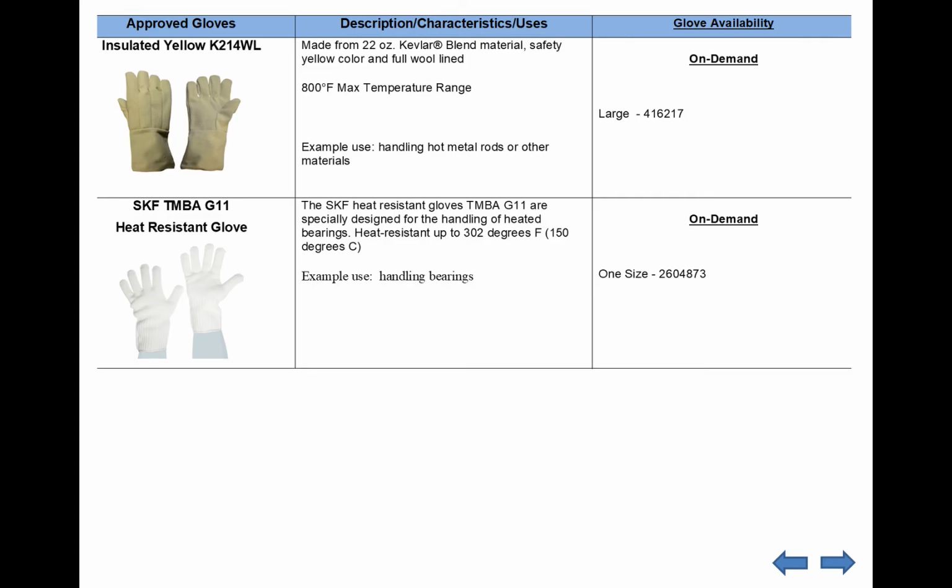The insulated yellow gloves are made from a 22-ounce Kevlar blend material and have a safety yellow color and a full wool lining. With a maximum temperature of 800 degrees Fahrenheit, they are used for handling hot metal rods and other materials. The heat-resistant gloves are specially designed for handling heated bearings, with a maximum temperature of up to 302 degrees Fahrenheit.